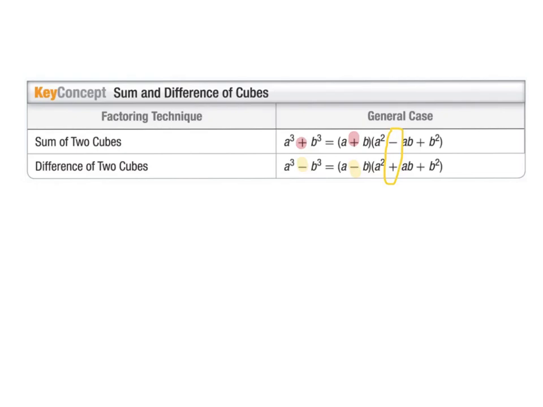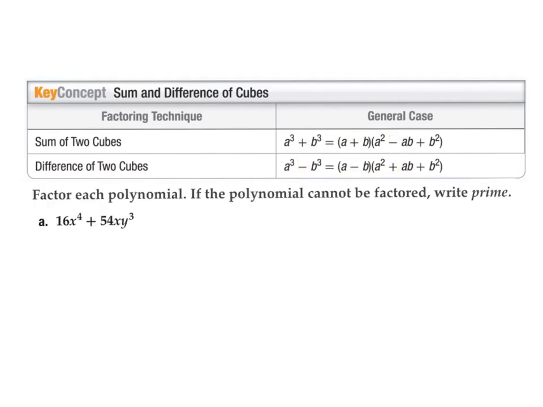Now, the types of problems that we're going to be looking at are things like this. These are the directions that you're going to see. Oftentimes, instead of saying prime, we've said not factorable. Either one of those is okay.